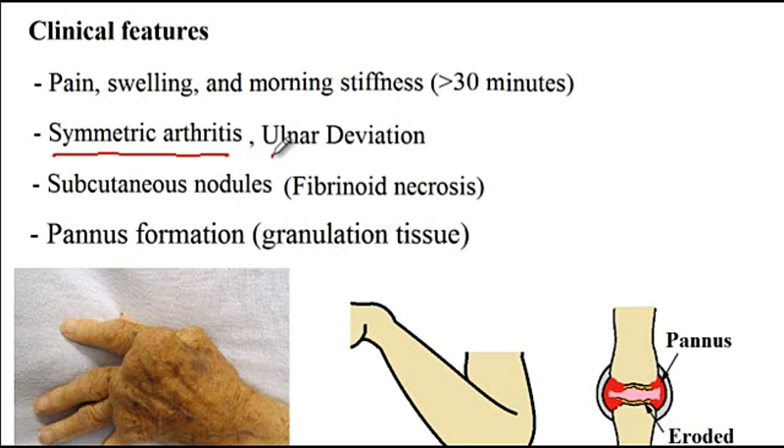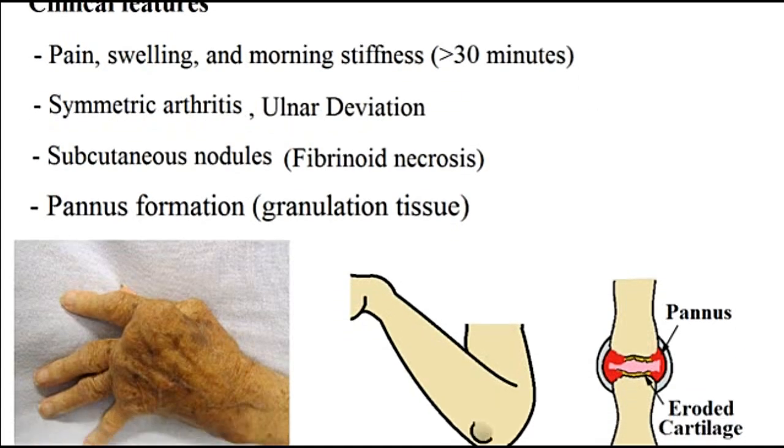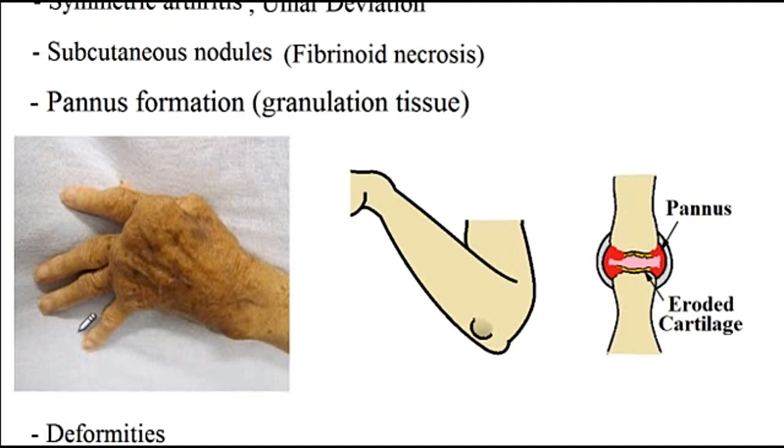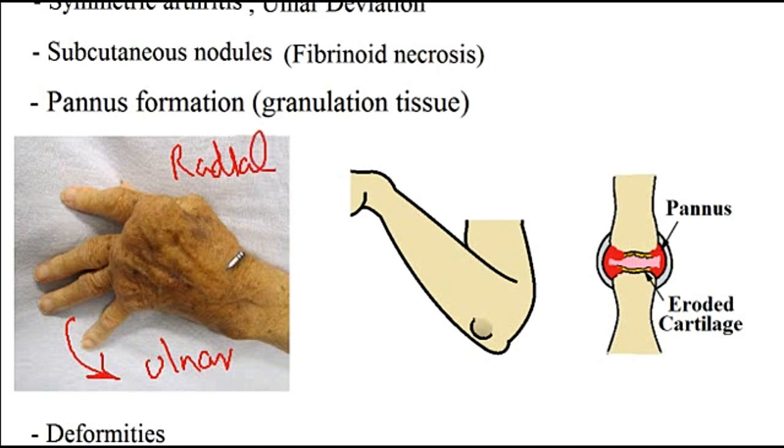And then there are deformities, like for instance, ulnar deviation, where you can see that the fingers are being deviated towards the ulnar portion of the hand. So here, you can see that all the fingers are being deviated towards the ulnar side. So here on the top, we have the radial side, while at the bottom, we have the ulnar side. So the fingers are being deviated towards the ulnar sides.